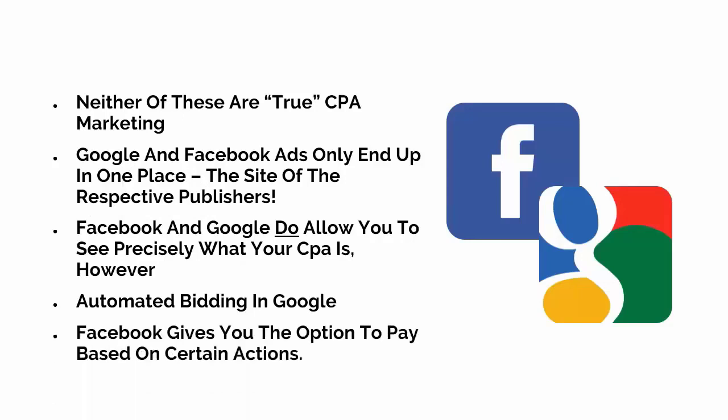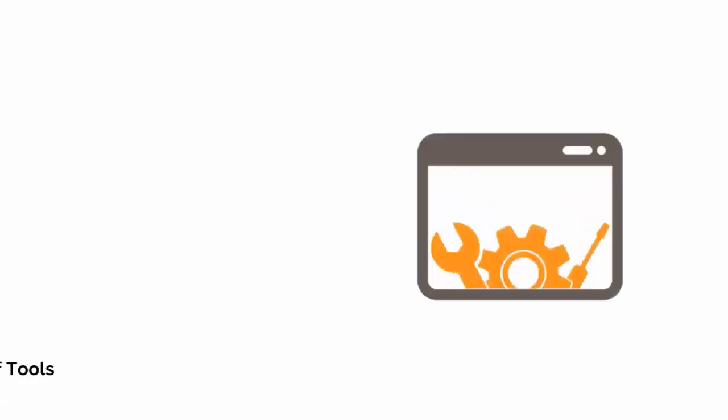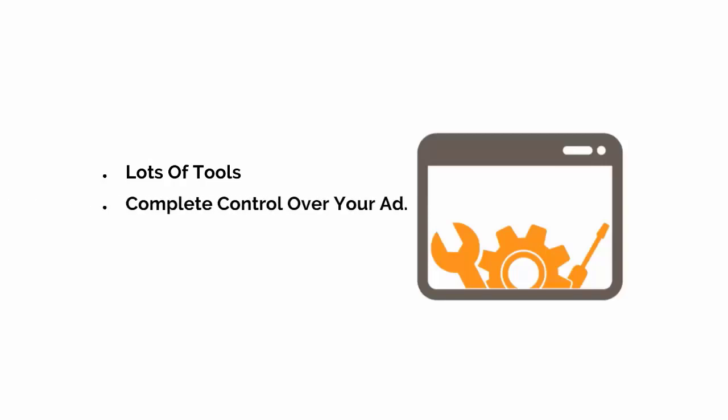Facebook, meanwhile, does give you the option to pay based on certain actions, and in some cases this can lead to direct profit. What's more, Facebook and Google give you a plethora of tools for targeting specific audiences and for tracking your success. They also give you complete control over the look of your ad and where it's showing, and they allow you to immediately stop the ad.